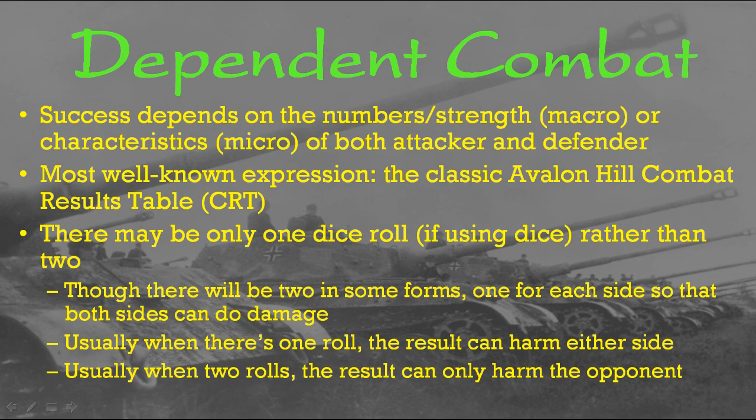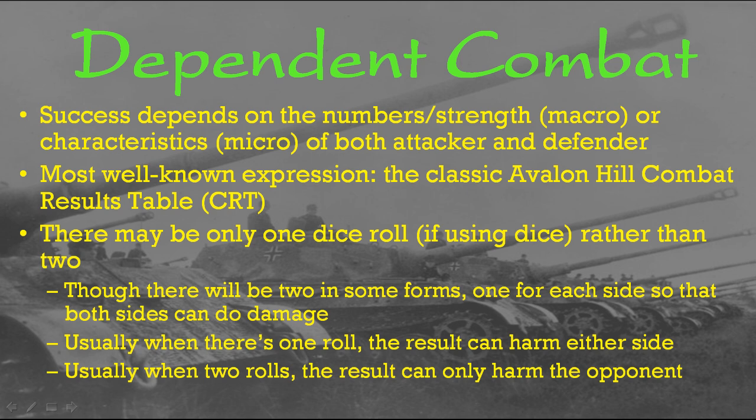Now in dependent combat, the success definitely depends on the numbers or strength of the other side. And for the macro, and in the micro, it depends on the characteristics of both the attacker and the defender. The most well-known expression of this was the classic Avalon Hill combat results table. For those of you not familiar with that, you'd figure out the odds in a particular attack, 1 to 1, 2 to 1, 3 to 1, 1 to 2, whatever. And the idea was you needed at least 3 to 1 to be successful consistently.